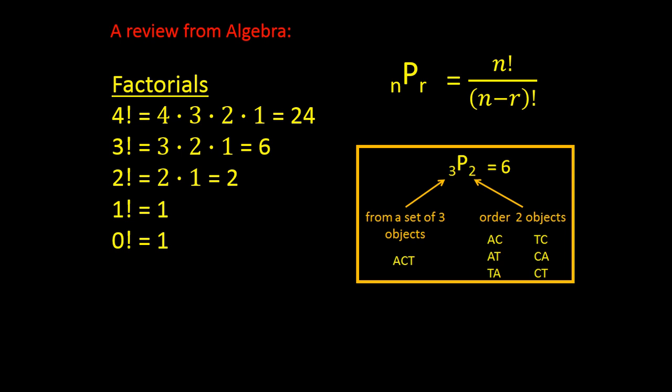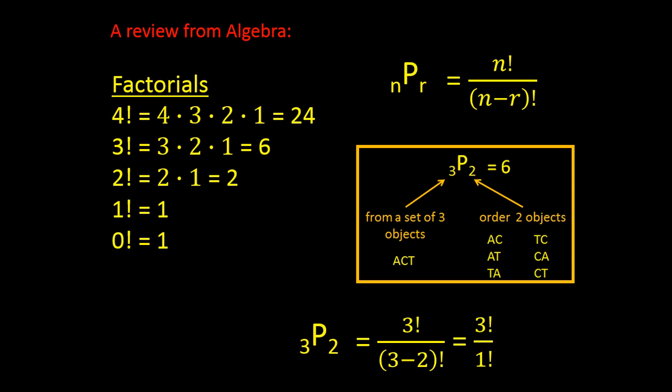Now remember, we just tried this. We found out that from a set of 3 objects, if we chose 2 objects with order, we would get a total of 6 objects. And how could we find that using this formula? Well, in this case, n is 3. N is the total number of objects. R is 2. That's the number we're choosing with order. So that would equal 3 factorial over 3 minus 2 factorial. 3 minus 2 is 1, so 3 factorial divided by 1 factorial.